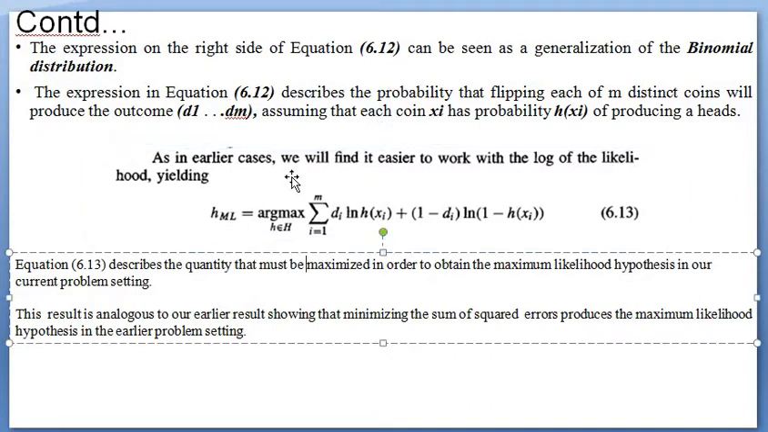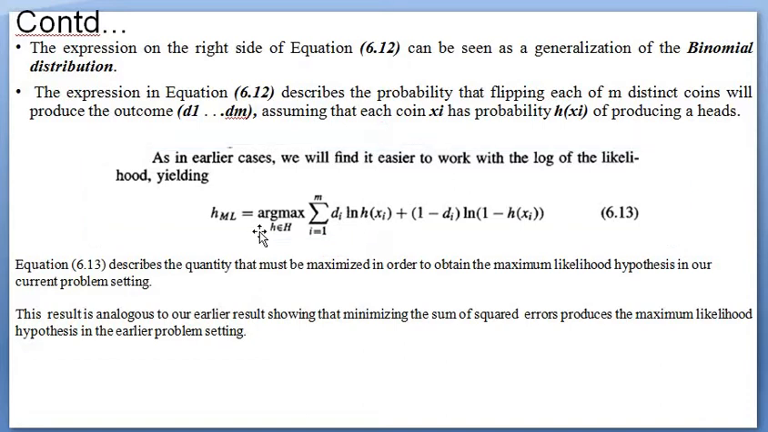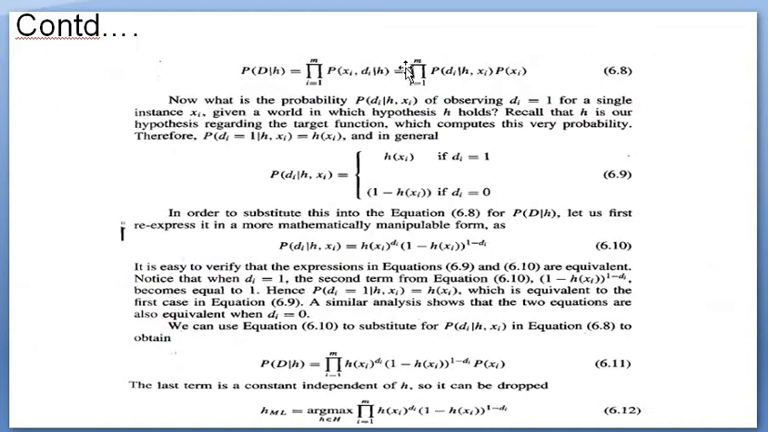Here we have applied the log to the base e on both sides. Then we got the equation as h of ML equal to argmax h belongs to capital H, summation i varies from 1 to m, di ln of h of xi plus 1 minus di ln of 1 minus h of xi. This equation is our maximum likelihood hypothesis when the probability values are given between 0 and 1. This equation is very important here.